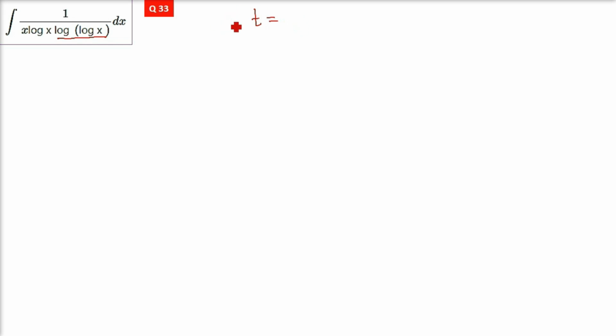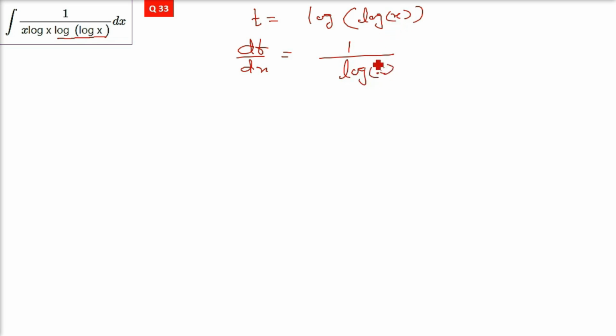If you do it once, next time this question comes to you, you will easily be solving it. So t is equal to log x. These are all different, so kindly make a habit to keep everything separated by using the comma, by the brackets. That's very important. dt by dx is what? 1 by log x. What is the differentiation of log x? It's 1 by x. So it's just 1 by x log x.